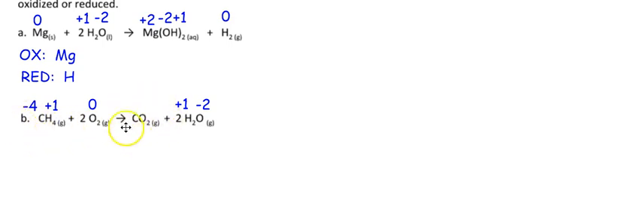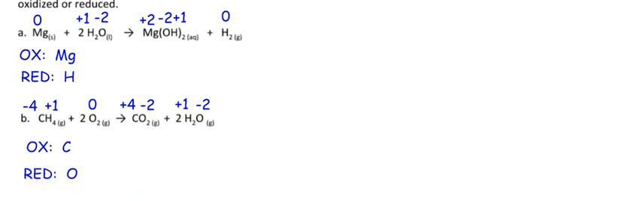Do the same thing with carbon and carbon dioxide. We know that oxygen is going to be -2, so what will carbon be? I hope you got +4. So what changed? Hydrogen did not change, did it? What about carbon? Did carbon change? Yeah, it went from -4 up to +4. So we say that carbon's been oxidized. What got reduced? Well, the oxygen went from 0 to -2, didn't it?